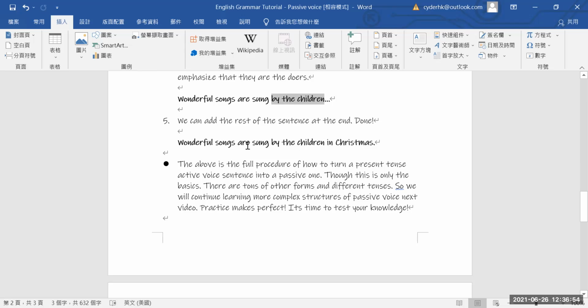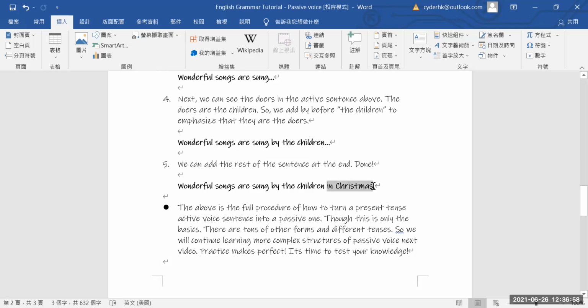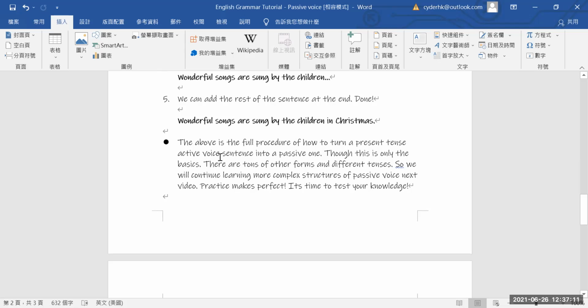Done. Wonderful songs are sung by children in Christmas. "In Christmas" is the rest of the sentence. It's not a subject, it's not a verb, it's not an object, so we put it at the end of the sentence. Sometimes we put the rest of the sentence before the sentence or in the middle of the sentence, but we'll cover that later or next video.